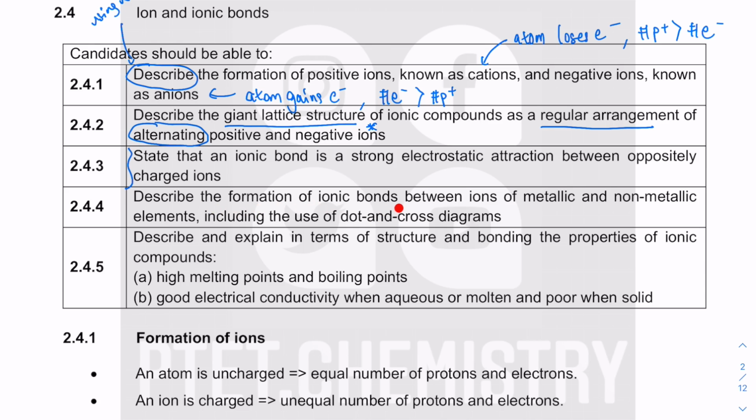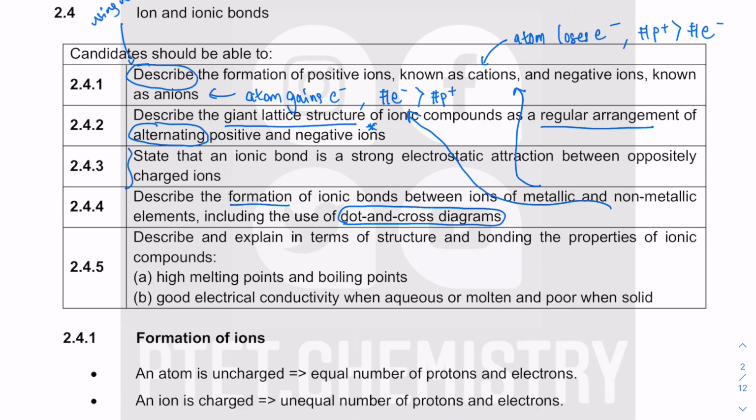Describing the formation of ionic bonds between ions of metallic and non-metallic elements. So metallic elements like to lose electrons because it's closer for them to lose electrons and get a noble gas electronic configuration, whereas the non-metals like to gain electrons because it's closer for them to just gain electrons to attain or achieve a noble gas electronic configuration. We are going to have to use dot and cross diagrams in order to show the formation of the ions. And when you show the formation of the ions using the dot and cross, you will also show the formation of the ionic bond between the resulting oppositely charged ions.